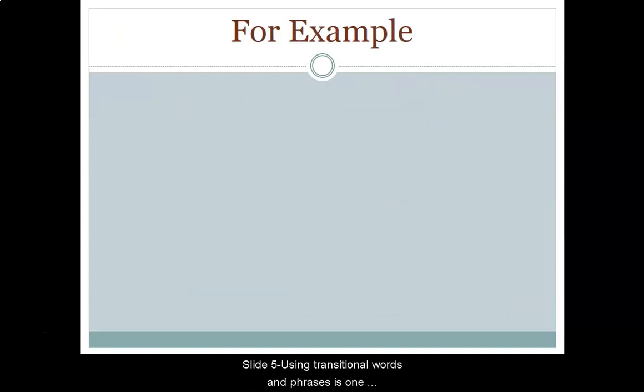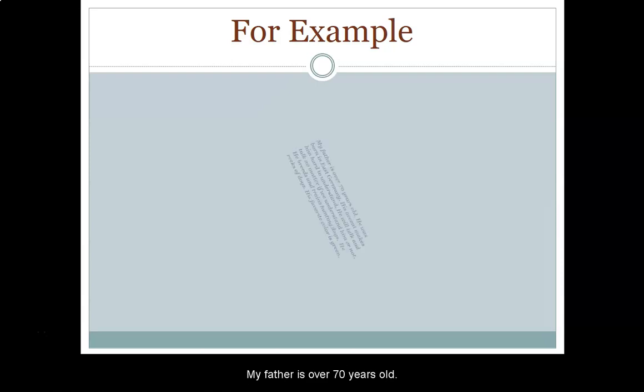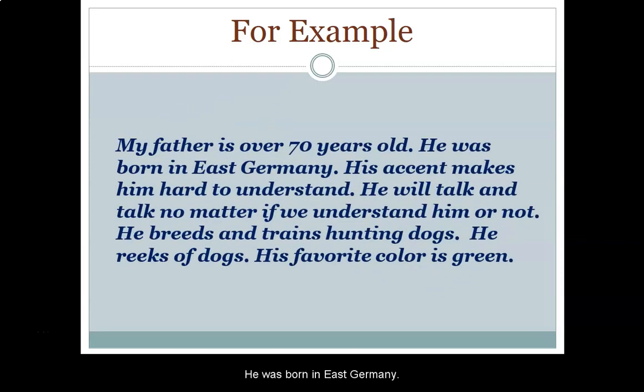Using transitional words and phrases is one way to show connection. Another way is to combine sentences. Consider the passage below. My father is over 70 years old. He was born in East Germany. His accent makes him hard to understand. He will talk and talk no matter if we understand him or not.